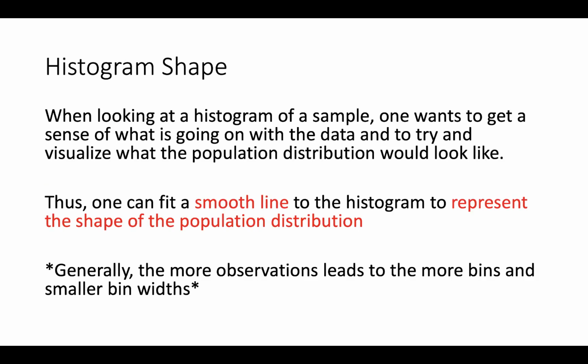So when thinking about the shape of a histogram taken from a sample of data, one's goal should be to visualize, well, what would the population distribution look like? And one way you can think about the shape of your population distribution is by imagining a smooth line through your data set.